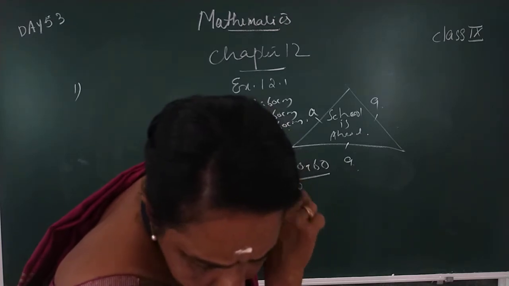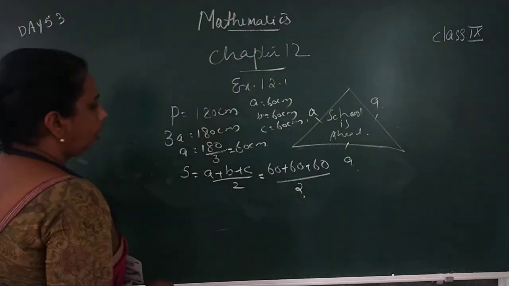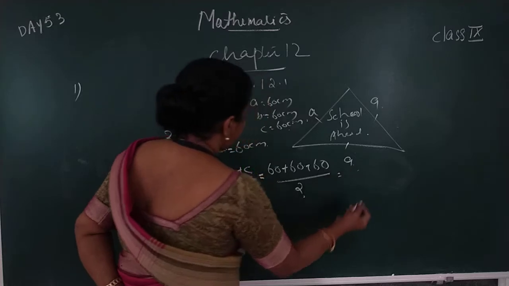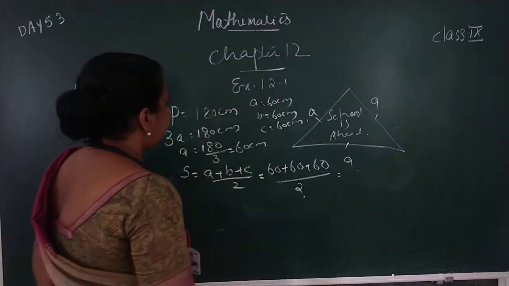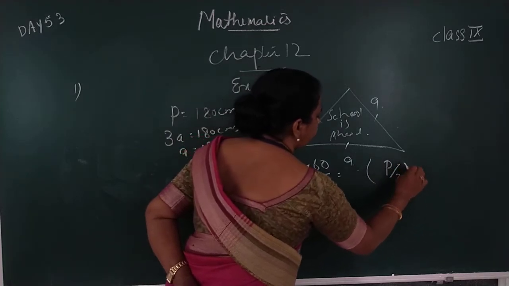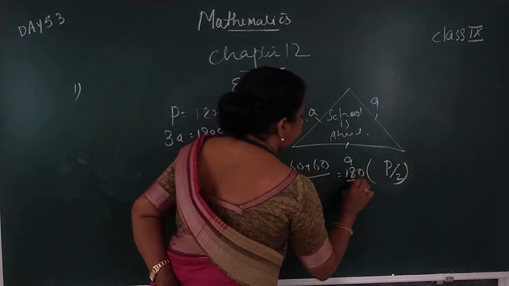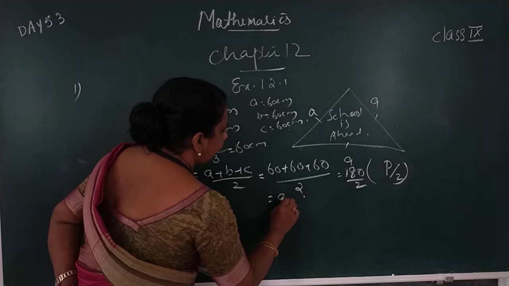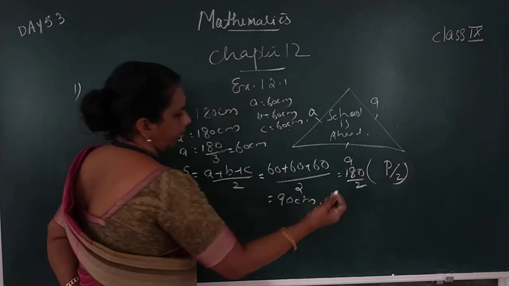The measurement is given in centimeter. Then we get perimeter by 2. Otherwise, we can write S is equal to perimeter by 2. That is equal to 180 by 2. We get 90 centimeter.